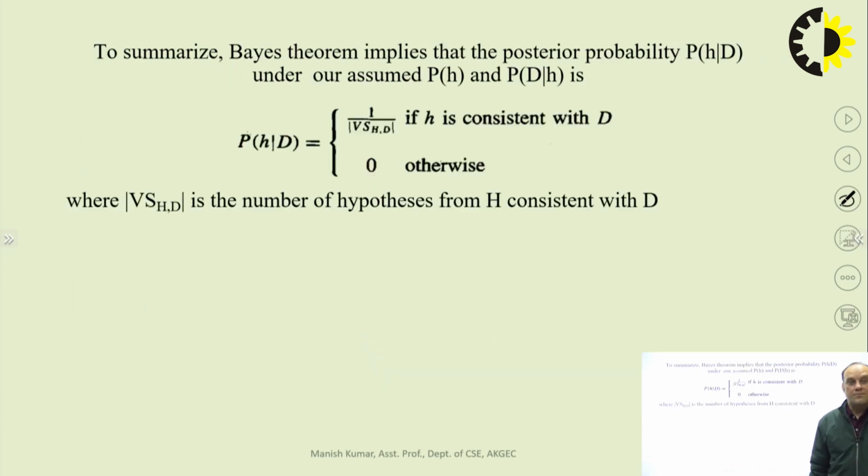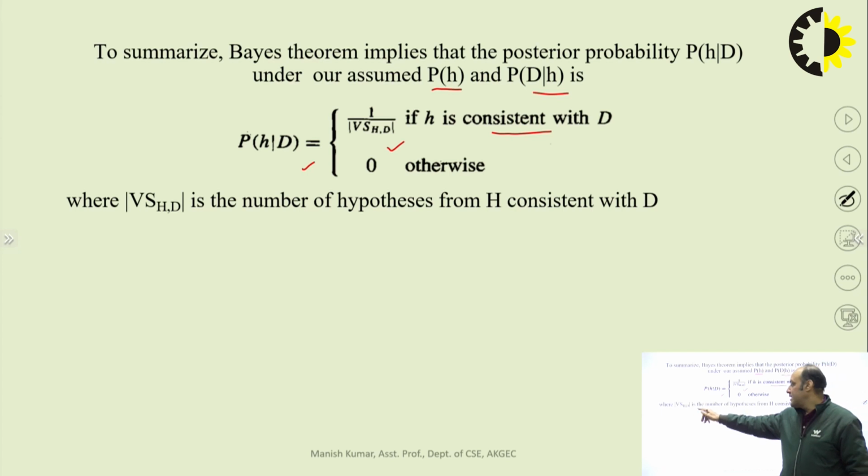To summarize what we have derived, Bayes theorem implies that the posterior probability under our assumed P(h) and P(D|h) is defined as 1 upon |VS(H,D)| if h is consistent with D. If it is not consistent, then it comes out to be 0. What is this VS(H,D)? It is the number of hypotheses from H consistent with D, which we briefed in unit number 1 as the version space. H is the hypothesis space, and D stands for our data.